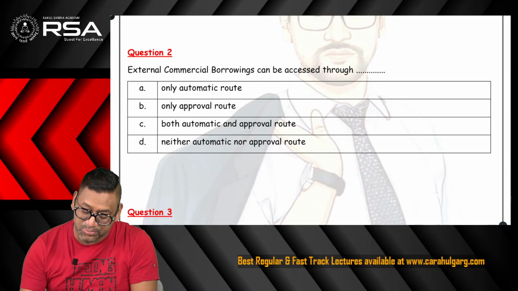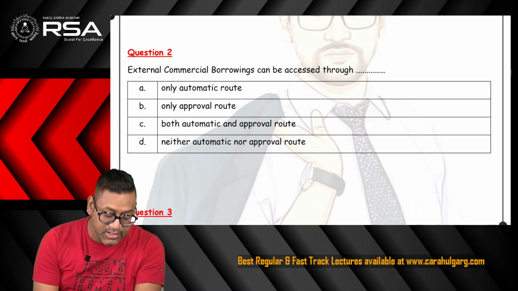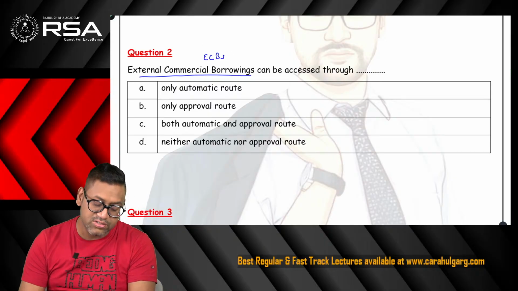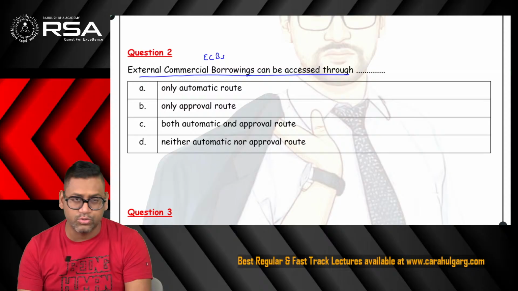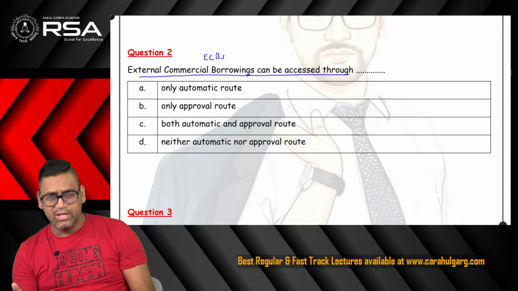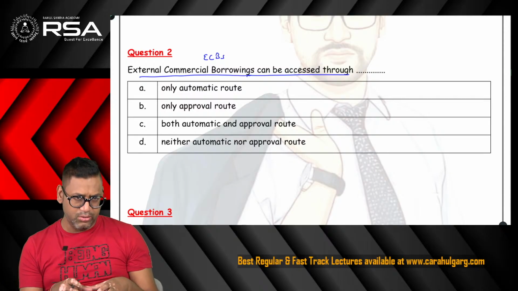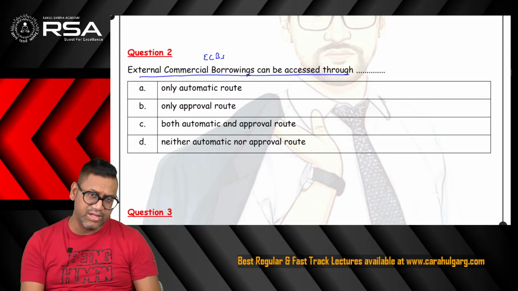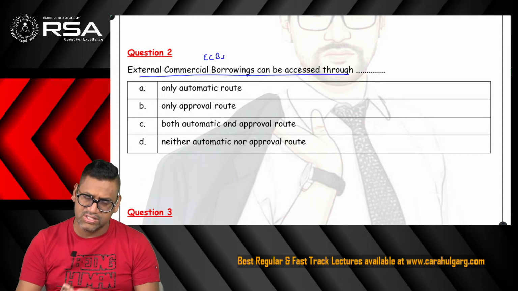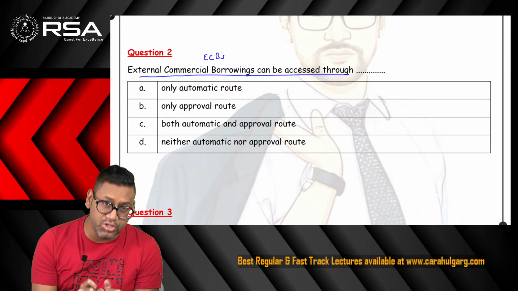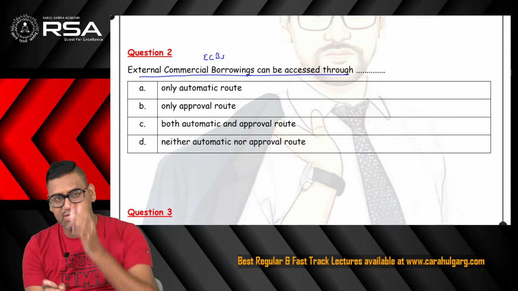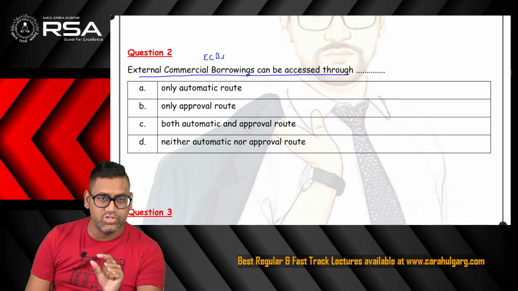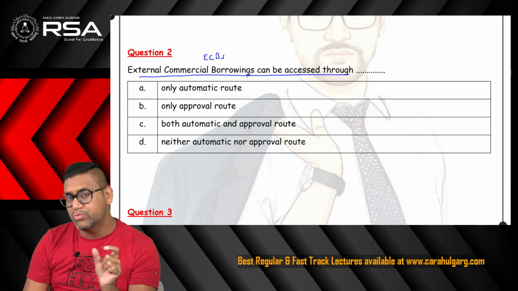Yeah, question number 2. It says external commercial borrowings, popularly it is called as ECB. External commercial borrowings can be accessed through. So what is this ECB? For example, as we are in the country India, if I want to raise the money from the bank, I will go to any commercial bank and I can apply for the loan and I can get the loan. So that is one route of raising the money in my own country. But for example, I want to raise the money from the bank of another country. In that case, we have something called ECB, which is called as external commercial borrowings, right?